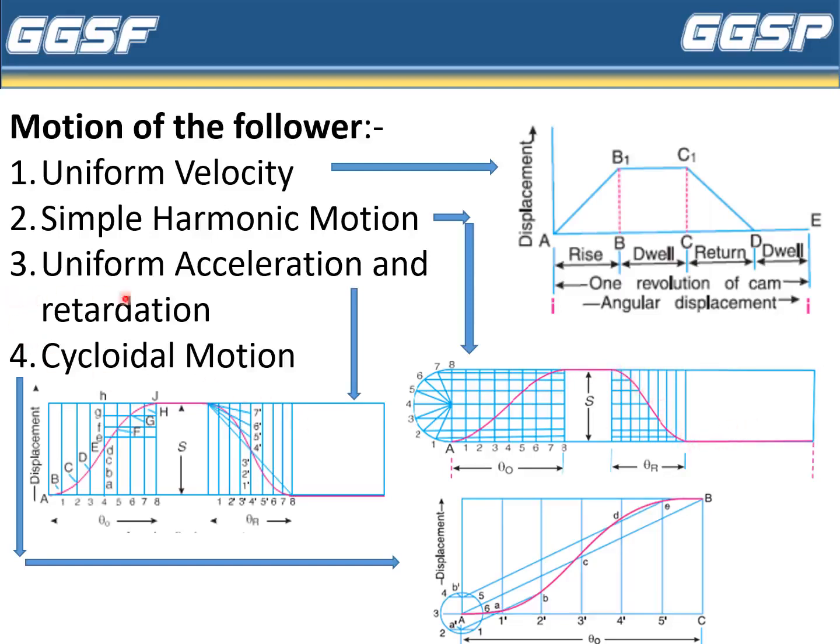So this is a simple harmonic motion. And the third type of motion is uniform acceleration and retardation. So this is a uniform acceleration and uniform retardation motion of the follower. And the last one is cycloidal motion. So this is a cycloidal motion of the follower.